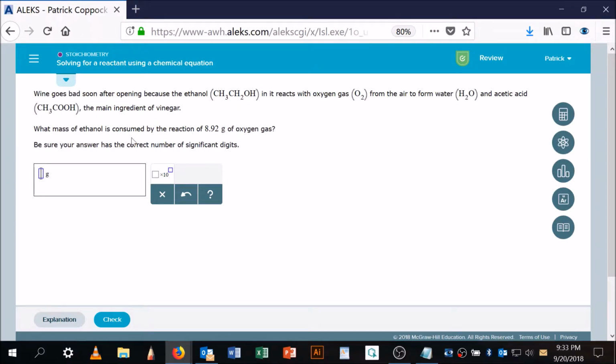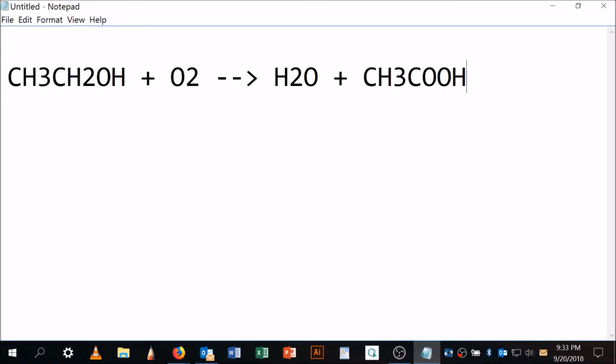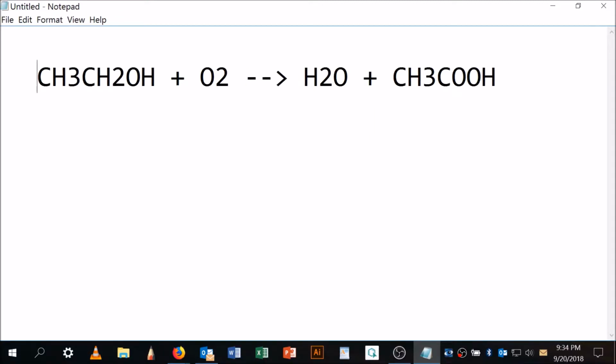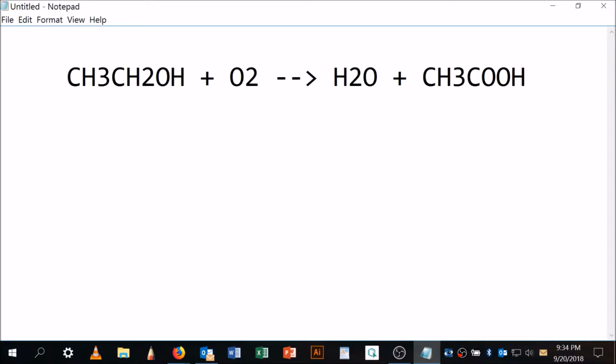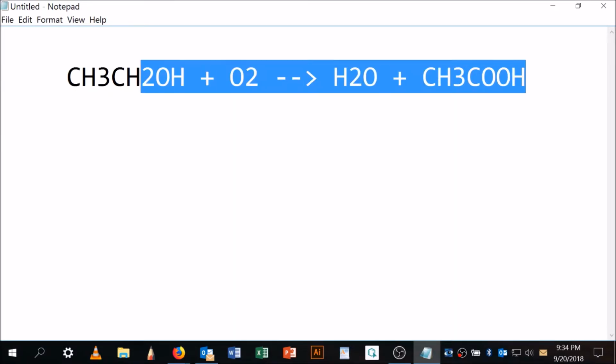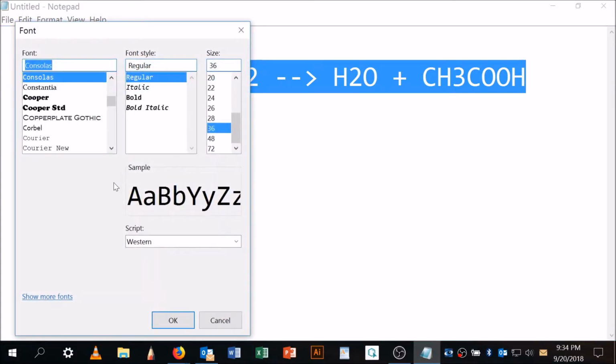What mass of ethanol is consumed by the reaction of 8.92 grams of oxygen gas? What mass? Okay, that's no problem. So here's what I've got. I'm going to give myself a little bit of space here. Let's pretend like this is a table. Can I underline that? Format, font. No underline here. Okay, that's all right. No problem.